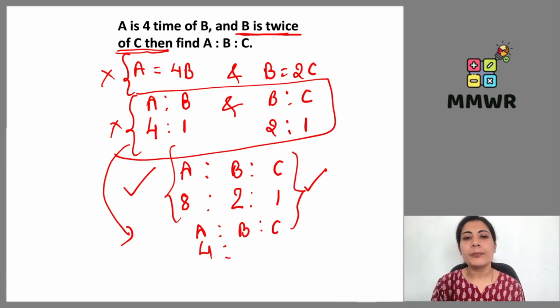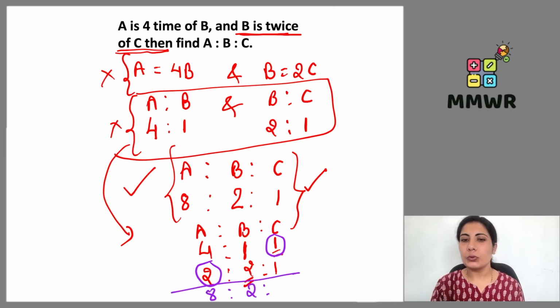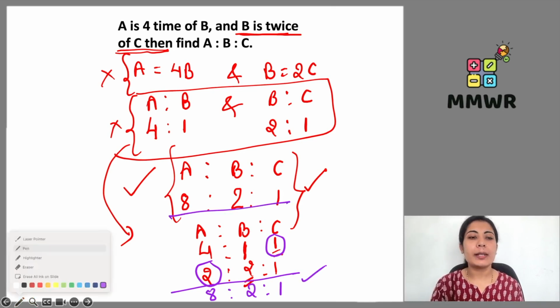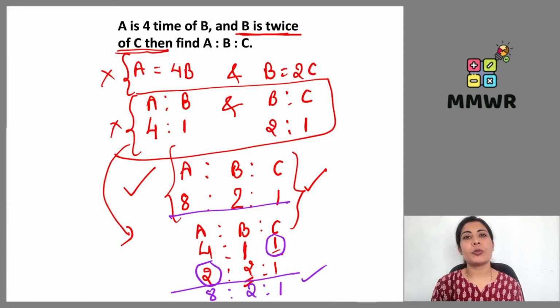So 4 ratio 1, and this is 2 ratio 1. Nothing we have here, so we will be writing 2. The number which comes first after the blank space, whatever comes first, we will be copying it. Before this blank space, what do we have? 1. So we will be copying it. These two are copied numbers. Now 4 2s are 8. 1 multiplied 2 is 2. 1 multiplied 1 is 1. Look, exactly the same answer we get here. 8 to 2 to 1 is the ratio of A ratio B ratio C. I hope it's easy to understand.